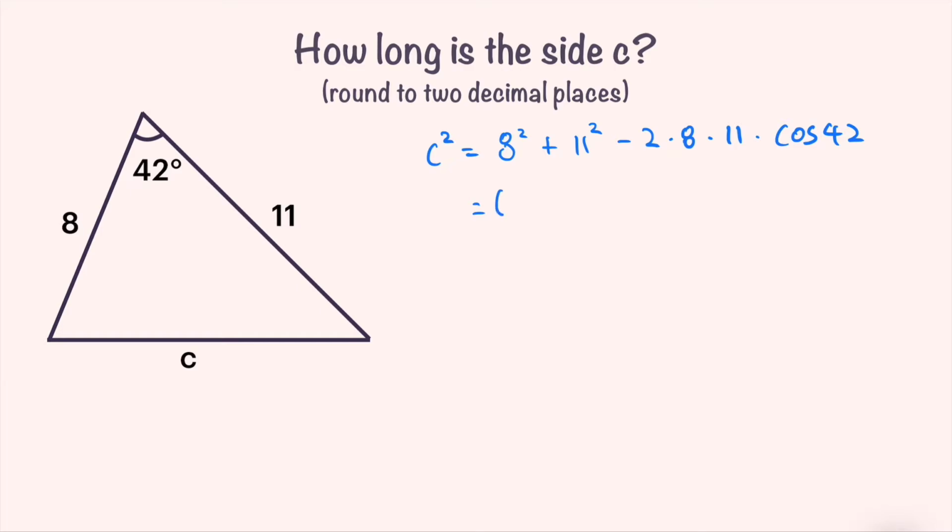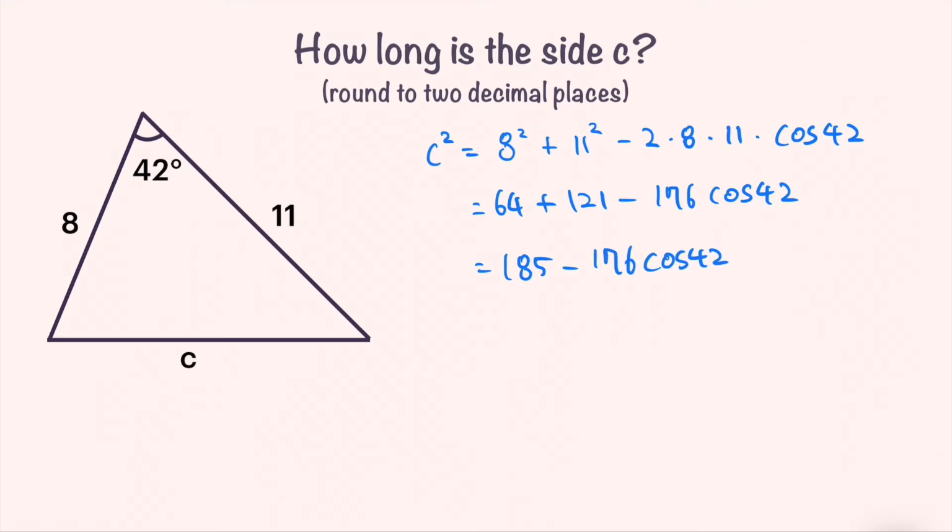8 squared is 64, 11 squared is 121, minus 2 times 8 times 11 is 176, times cosine of angle 42, and that is 185 minus 176 times cosine of 42 degrees. So now we need to plug this into a calculator and it'll tell you that it is 54.21. But that's not how long c is, but c squared. So now we take the square root on both sides of the equation.